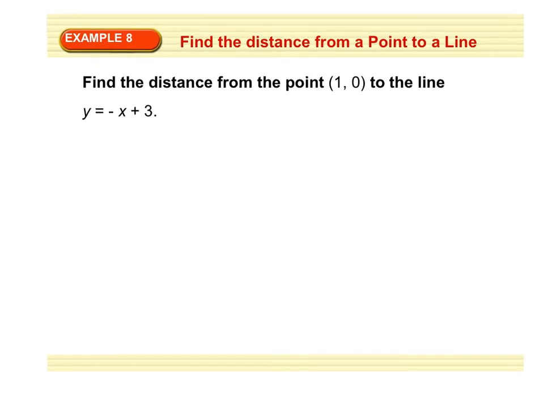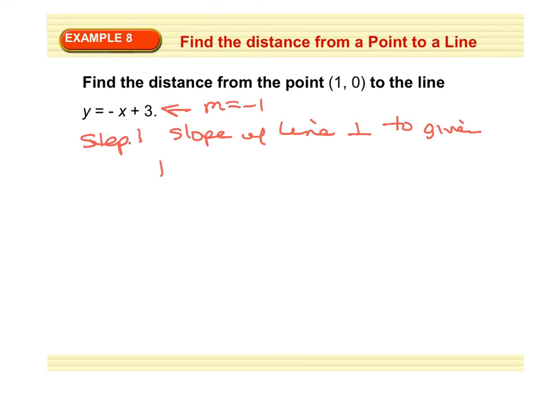So it wants me to find the distance from this ordered pair to this line. Remember in 3.4, we learned that the distance from a point to a line is always going to be the perpendicular segment. So step number 1 is to find the slope of the line perpendicular to the given line, which was this. So the slope in this equation is -1. So the slope that's perpendicular is going to be positive 1.